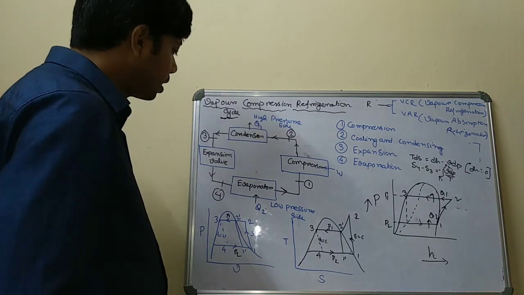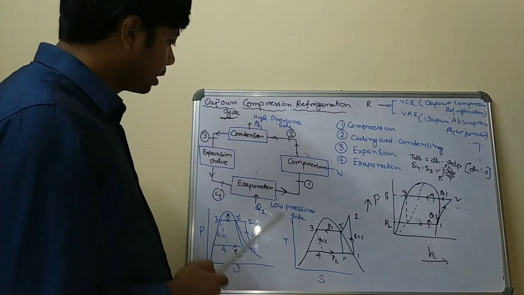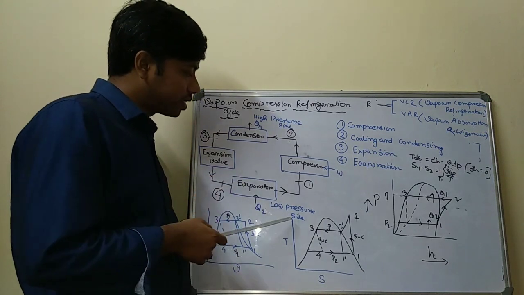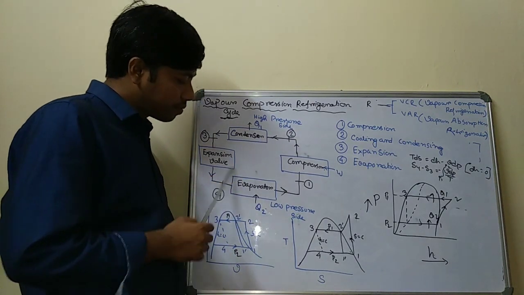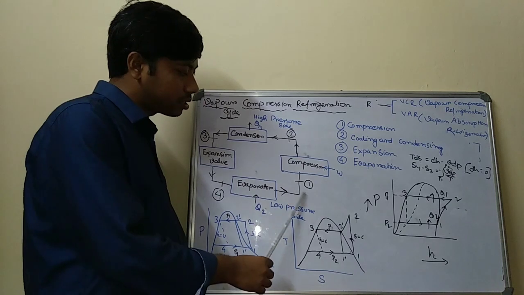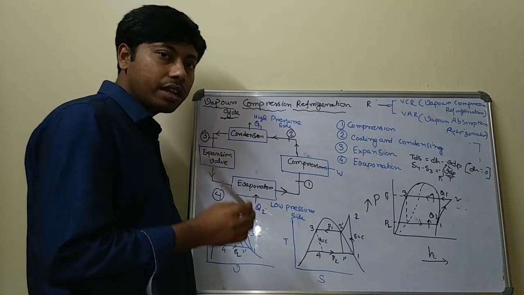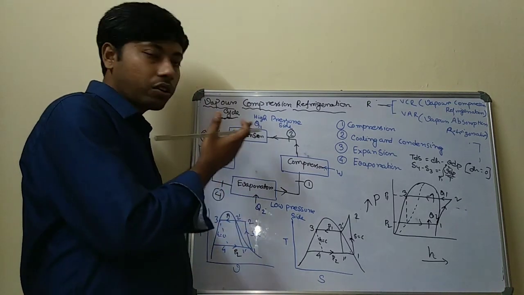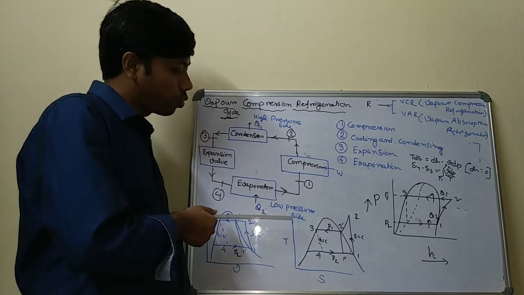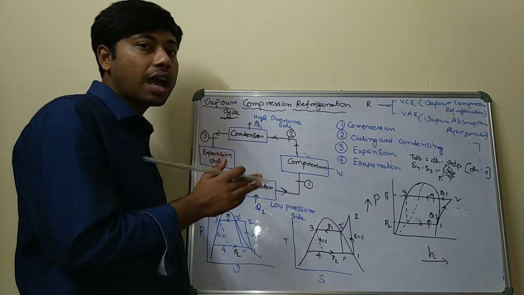Now, in the VCR cycle, there are two sides: the low pressure side and the high pressure side. Generally, the evaporator part we call the low pressure side, because it maintains low pressure compared to the condenser on the other side. So that is the low pressure side, and the condenser is your high pressure side.